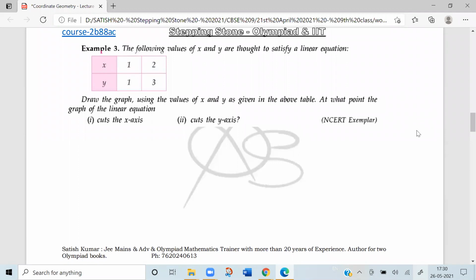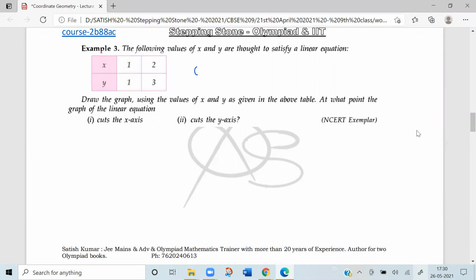Now, let us discuss the next one. The following values of x and y are thought to satisfy a linear equation. So here the equation is not given; directly the ordered pairs are given. Tell me the ordered pairs. What are the ordered pairs given here? How to write an ordered pair here?